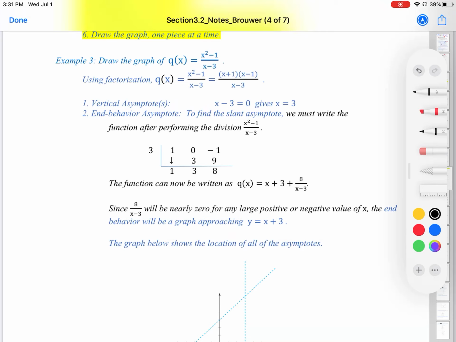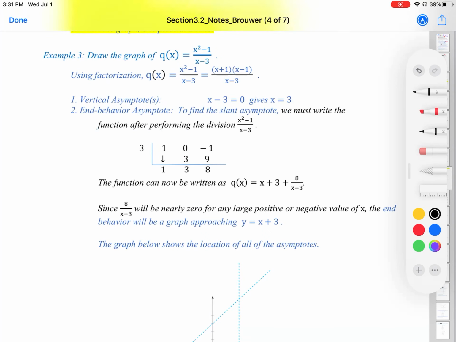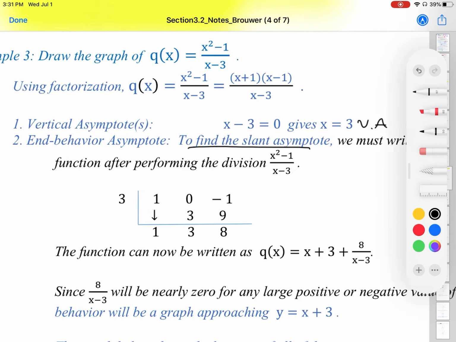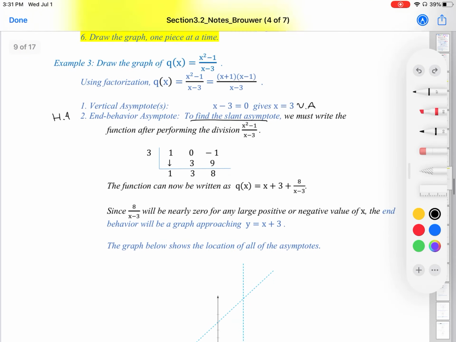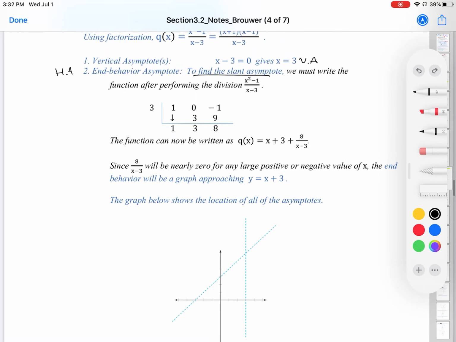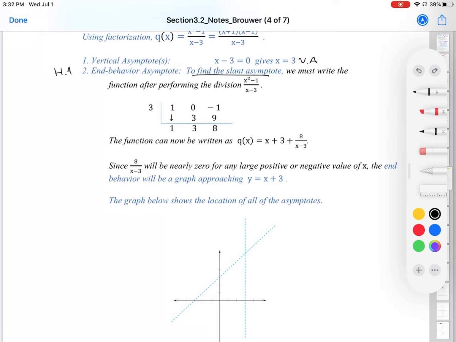We have a vertical asymptote. We set the denominator equal to 0, which gives x equals 3. For the end behavior, in this case we'll have a slant asymptote because the numerator is 1 degree larger than the denominator. I said that backwards at first. Since there's a difference of 1 where the numerator is larger, we go ahead and divide.